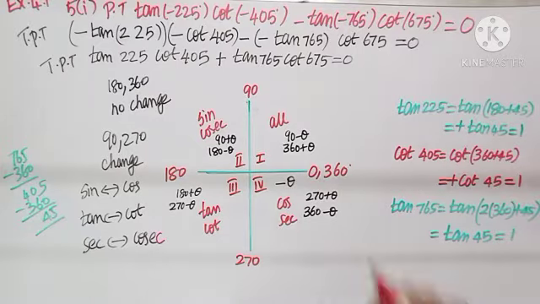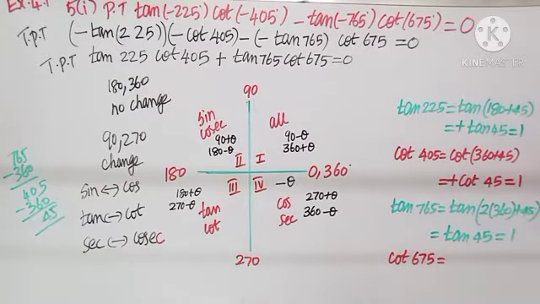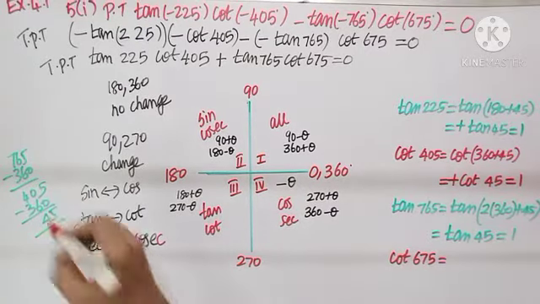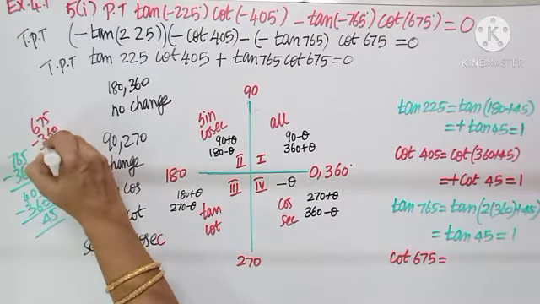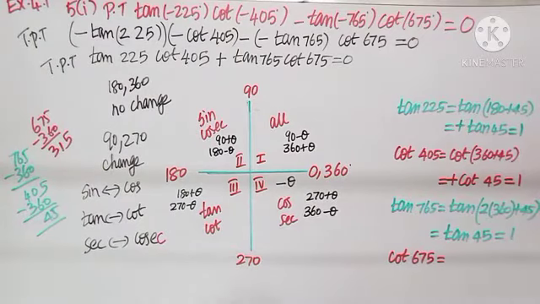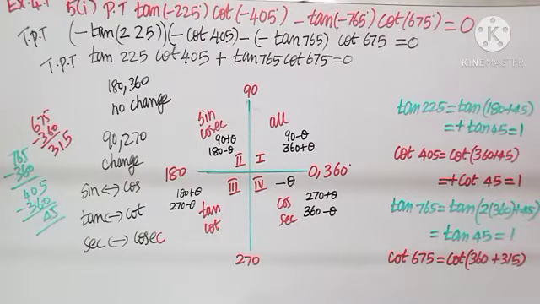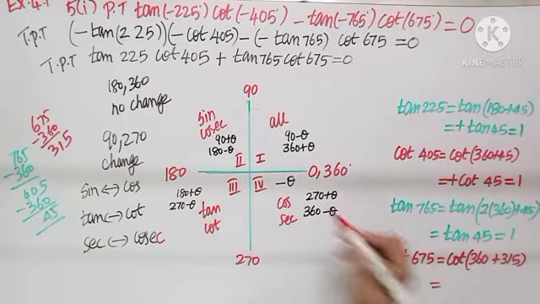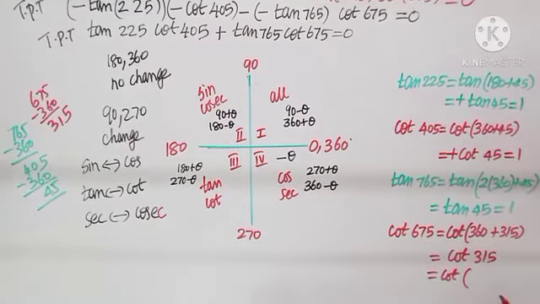The next one, cot 675. 675 is also a bigger number. Subtract. 675 minus 360. What is my answer? 315. So I will write cot 675 is cot 360 plus 315. How to write? 360 comes, 360 plus first quadrant. So ignore 360. Cot 315. Cot 315 is cot 360 minus 45.